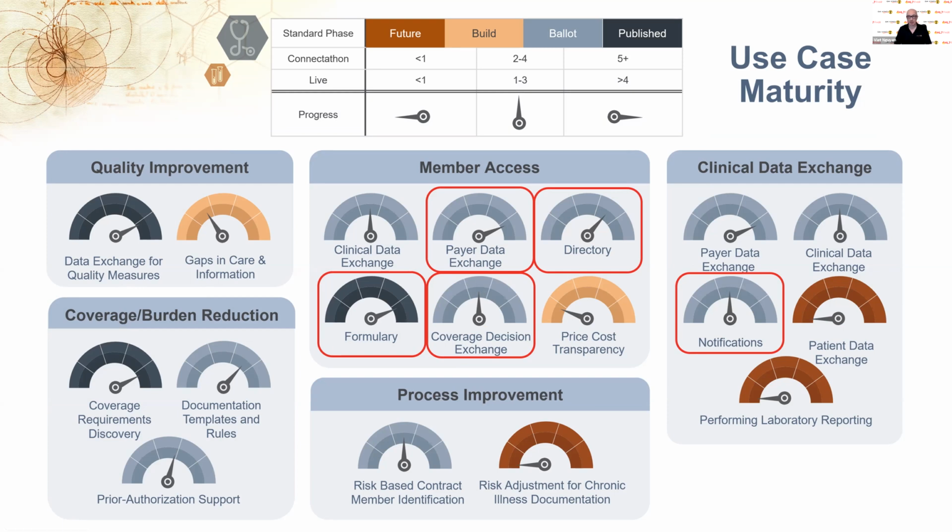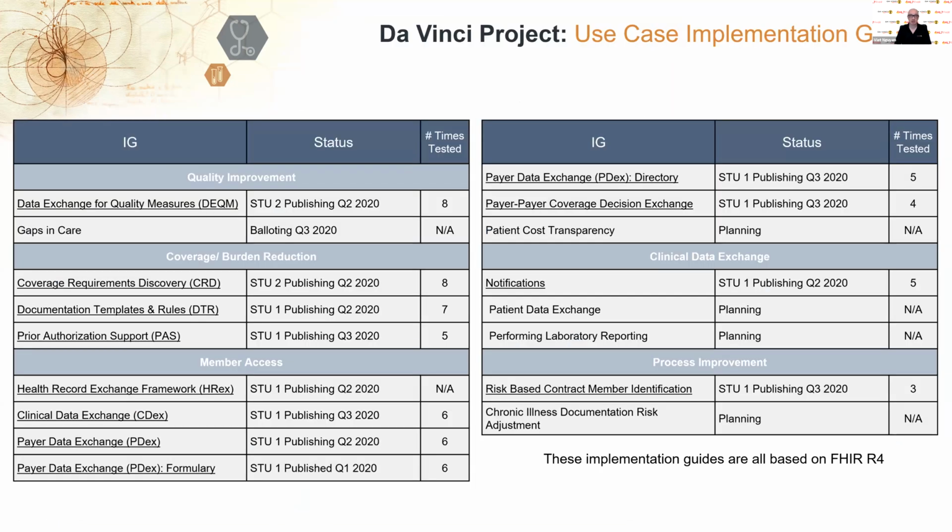publishing. And then we have a few that are on deck for future work: chronic illness documentation, patient data exchange, laboratory reporting, and price cost transparency. We have gaps in care right now getting ready to go to ballot. So this is the key slide in terms of status regarding the use cases.